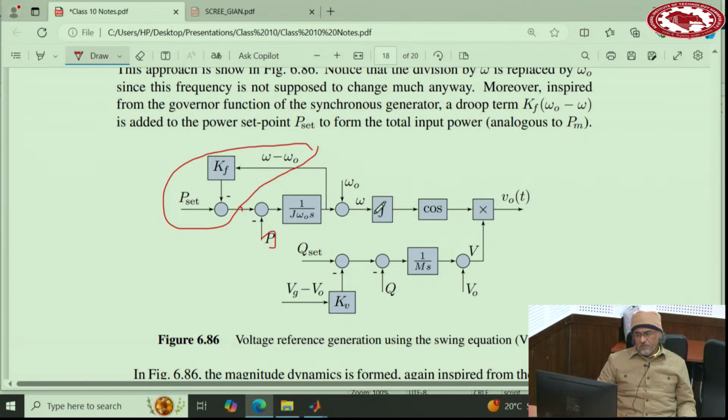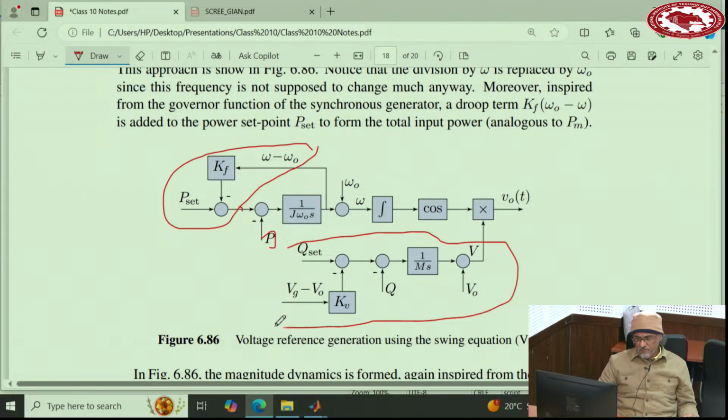And then the integral of speed gives you the angle, and the cosine of the angle multiplied by the magnitude gives you the internal voltage of the machine. And this is the operation of the AVR, the automatic voltage regulator, that basically implements the droop term between voltage and reactive power.